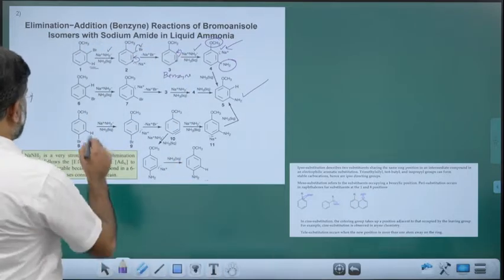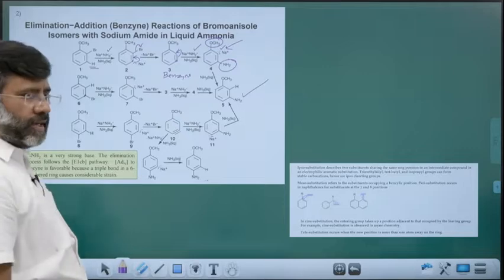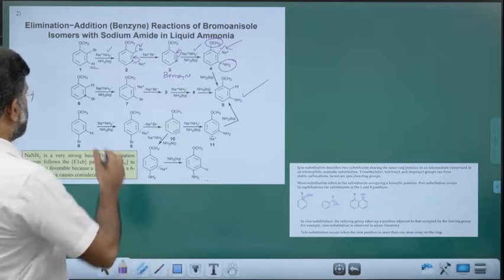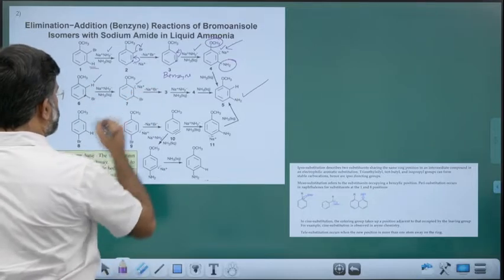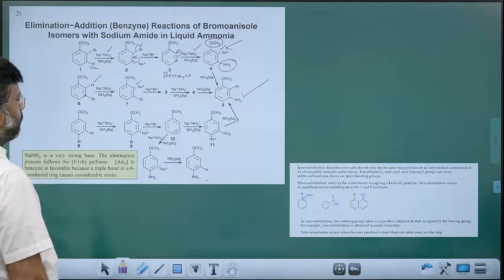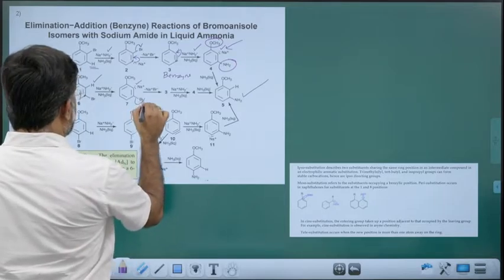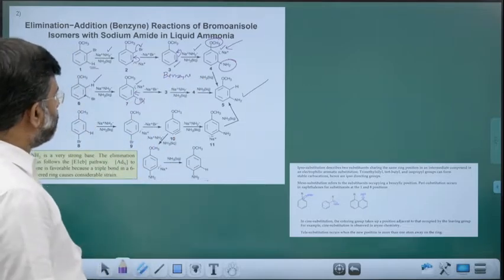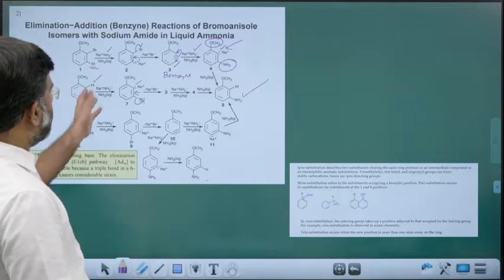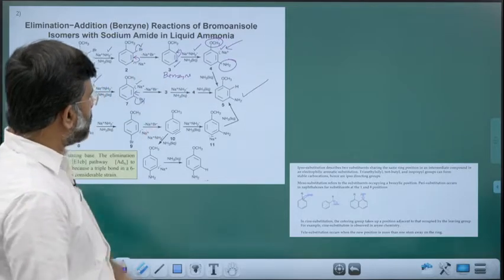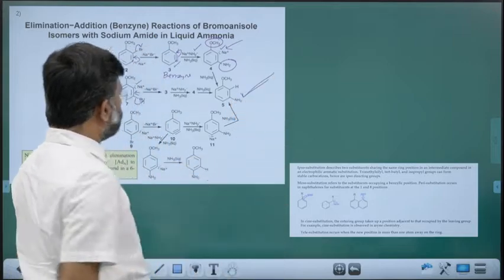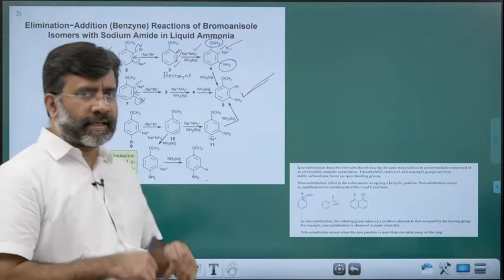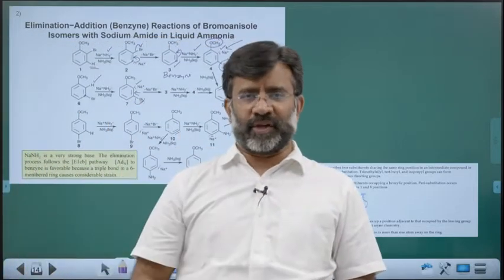Now imagine bromine is in the meta position. The result is the same. How is the result the same? Once again, this hydrogen is withdrawn and you are getting a minus here. Right? And now this bromine is gone and you will get a benzyne. The same thing will be formed there. And the product obtained is quite the same. After that, whatever is happening is the same way. So once again, the amino group is coming in the meta position, right?